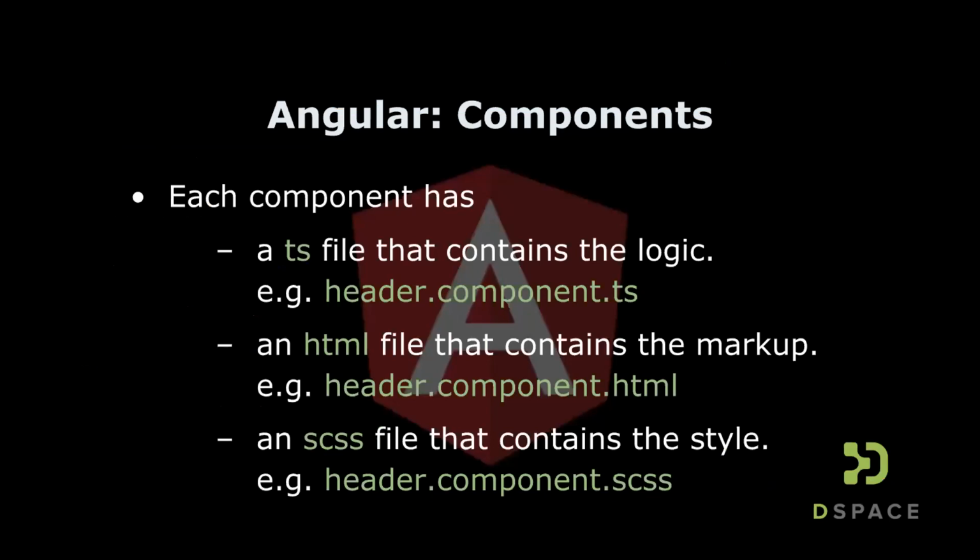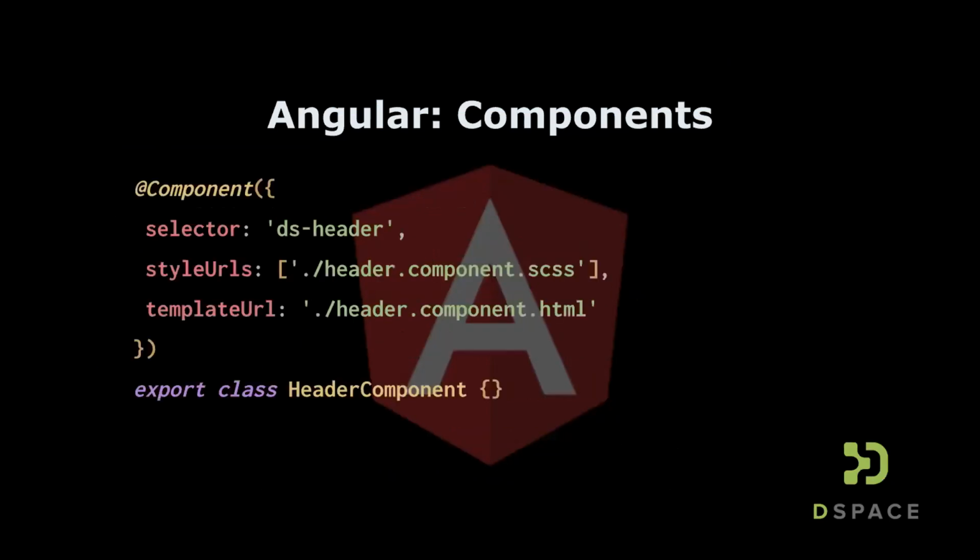Each component consists of a TypeScript file that contains the code, an HTML file that contains the structure, the markup, and an SCSS file that contains the style. And this is an example of how that would look in code. So you have your class in TypeScript, that's your header component. It has a selector DS header, so that's that tag. And it refers to a file that contains a style, and it refers to an HTML file.